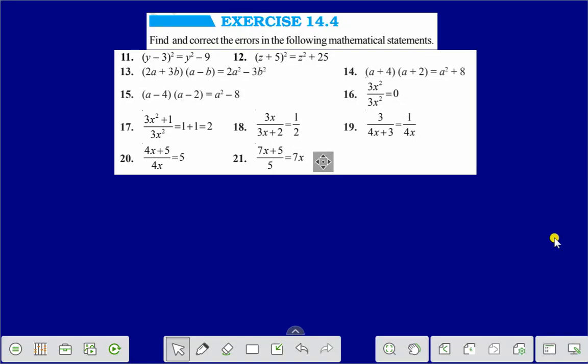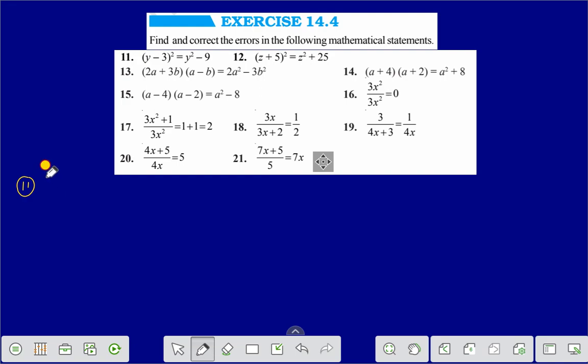Hello everyone. Today I'll discuss exercise 14.4 question number 11 to 21. Find and correct the errors in the following mathematical statements. Now question number 11.